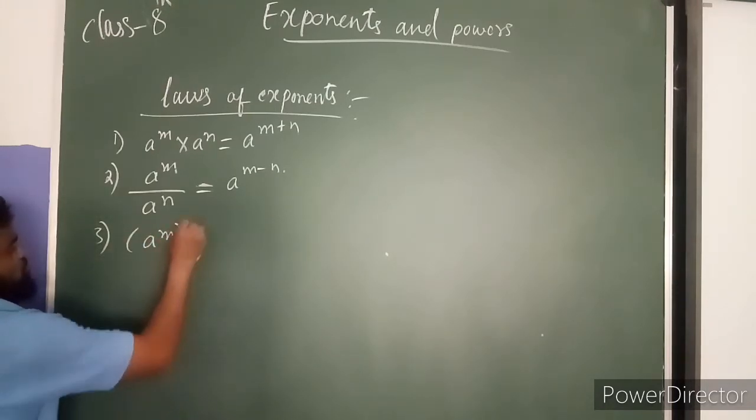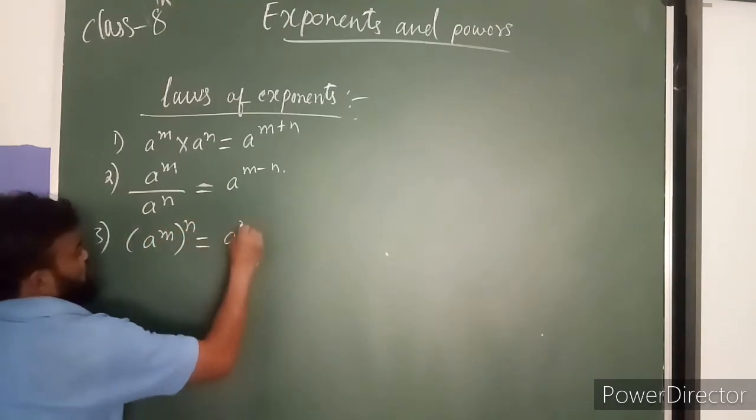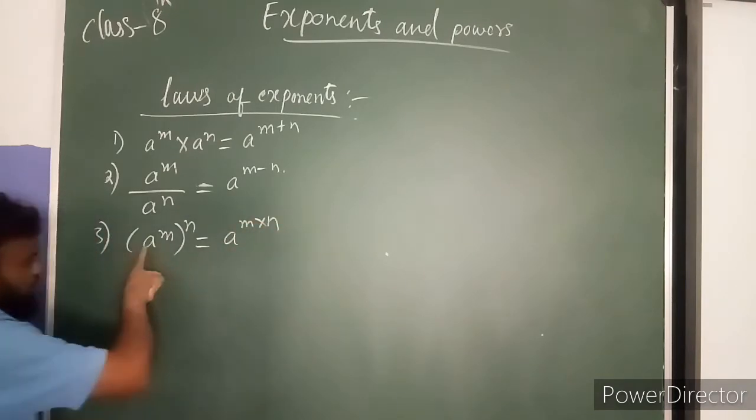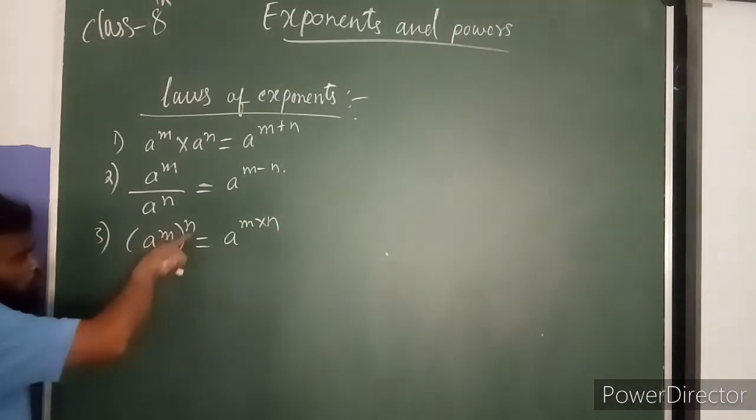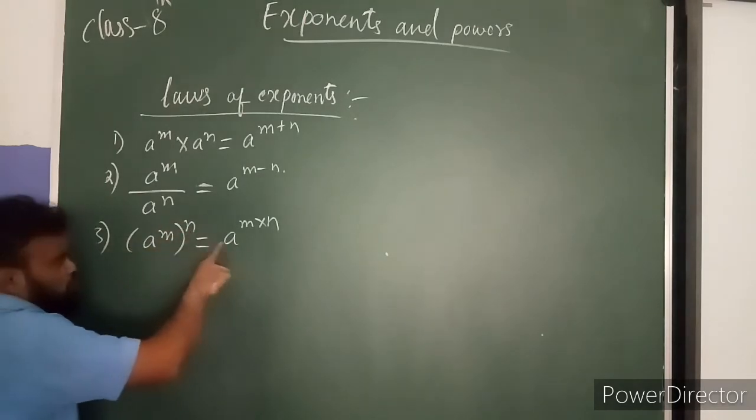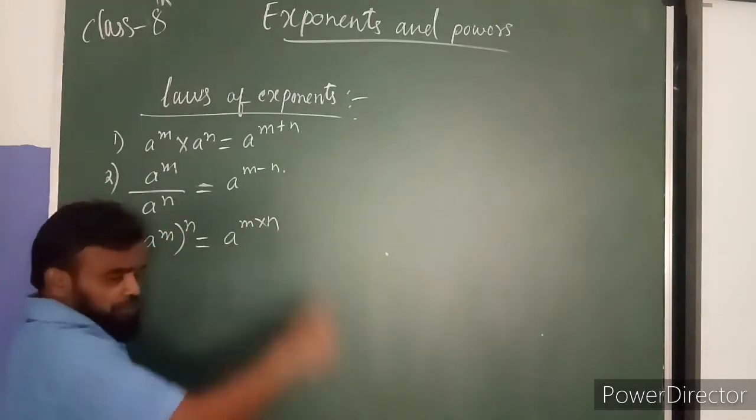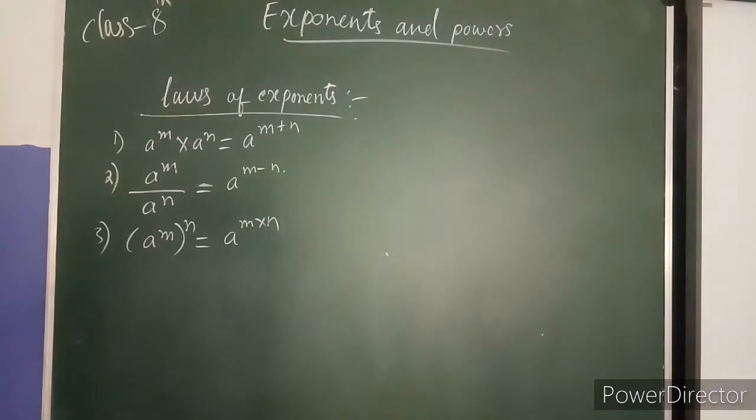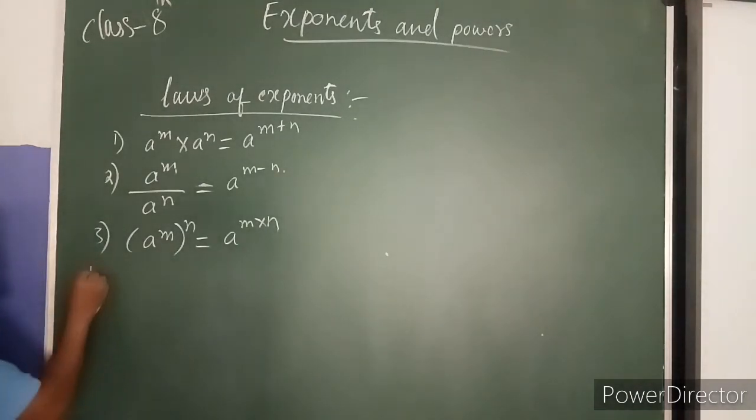Third one: a raised to m, whole raised to n, is equal to a raised to m into n. A to the power of m, in brackets, whole raised to the power of n is equal to a to the power of m into n. Right? Okay, fourth. Next.